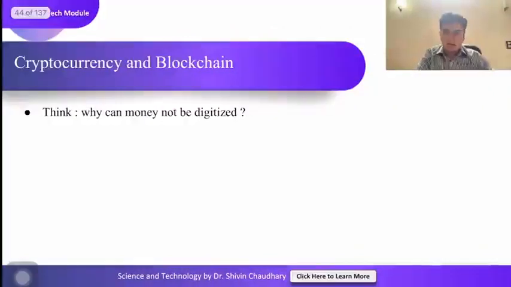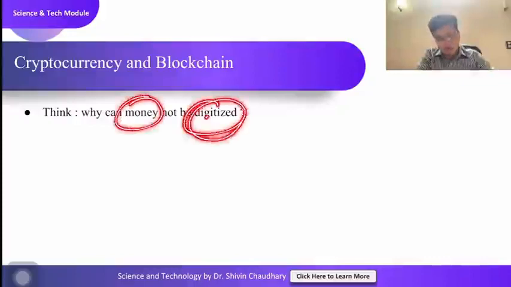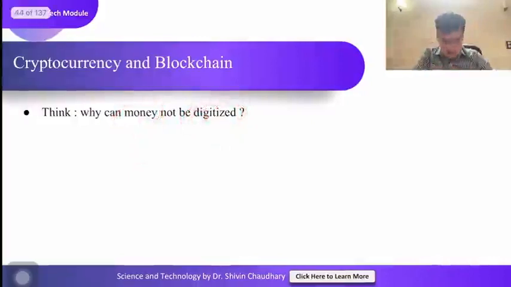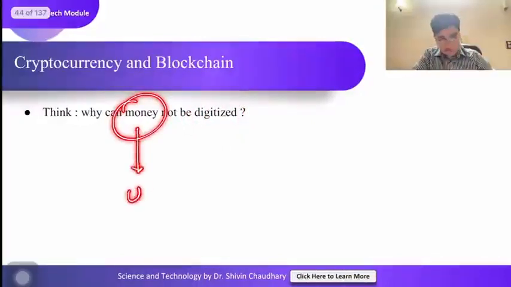Okay, पहले आप सोचो कि why can't I make money into a digital file, like a Word document? Don't get confused with UPI, right? UPI is not digital money.